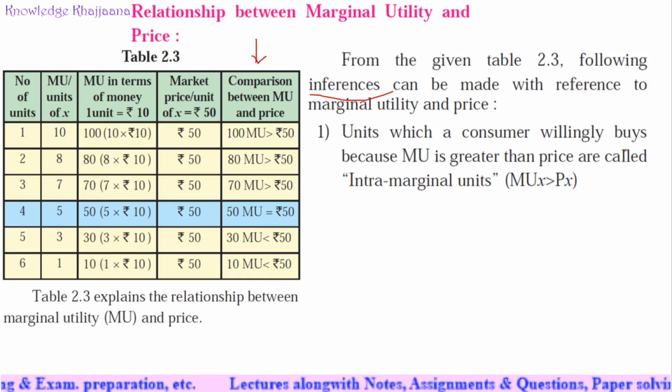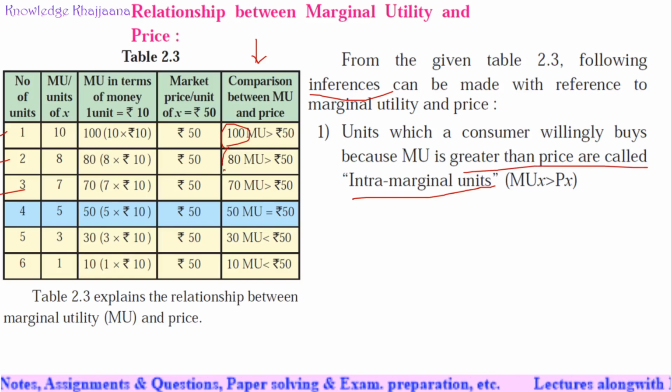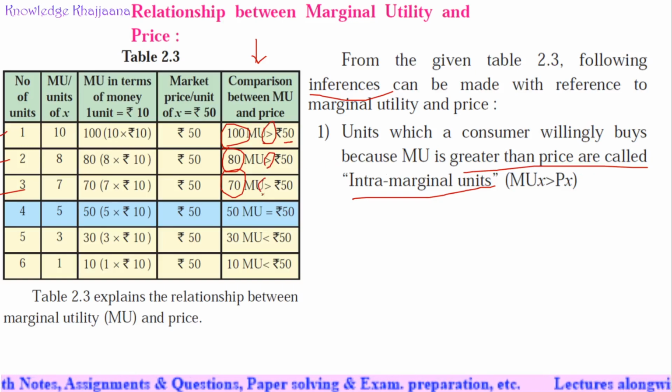Units which a consumer is willing to buy because marginal utility is greater than price are called intra-marginal units. Units which a consumer happily buys. Why? Because the marginal utility, that is the satisfaction, is greater than the price of that commodity. In these three cases, for the consumption of these 3 units, whatever satisfaction he got is more than the price of that commodity.